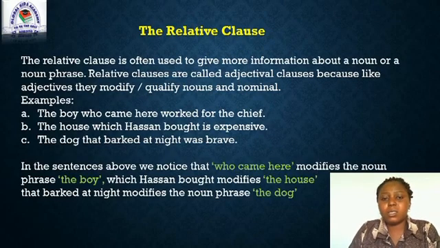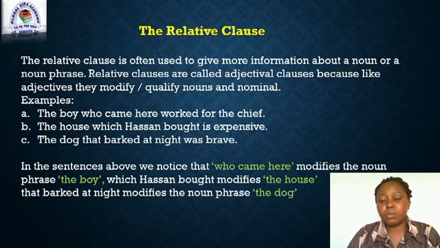Okay, so what are relative clauses? A relative clause is often used to give more information about a noun or a noun phrase. Now, a relative clause is also called an adjectival clause because it performs the same functions an adjective performs. What are the functions of an adjective? An adjective describes or qualifies a noun.